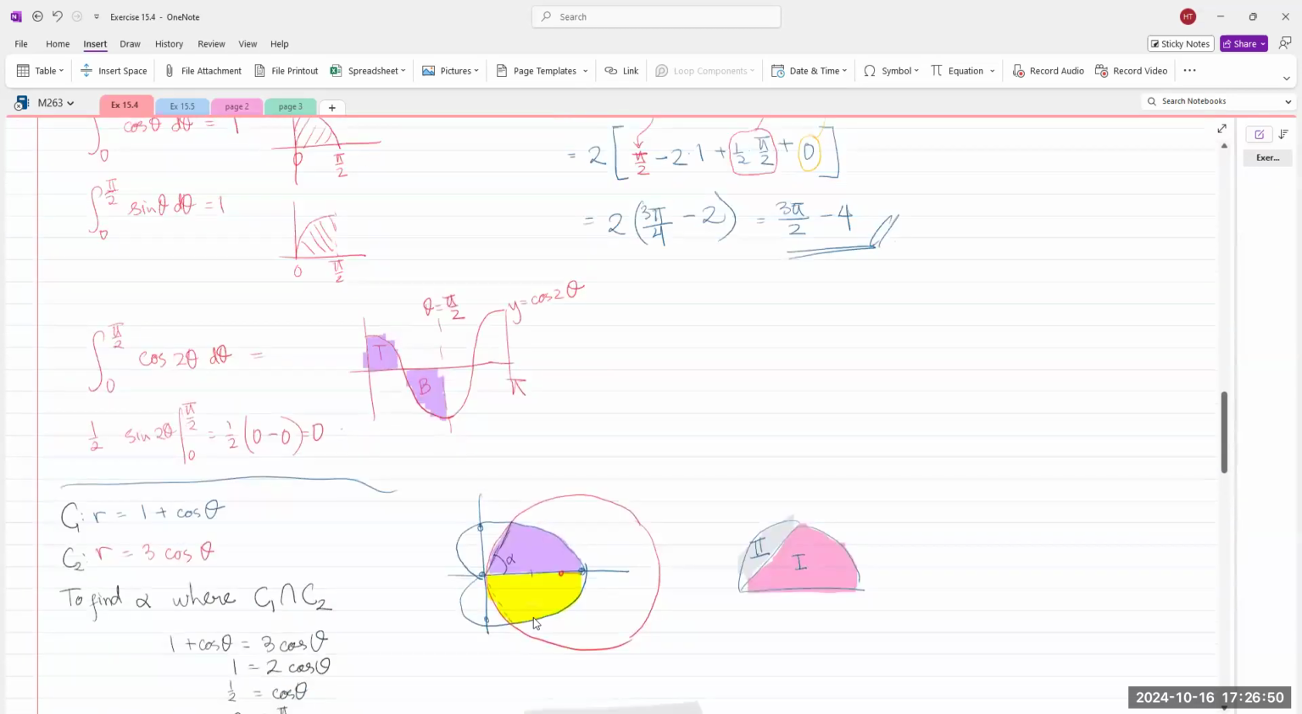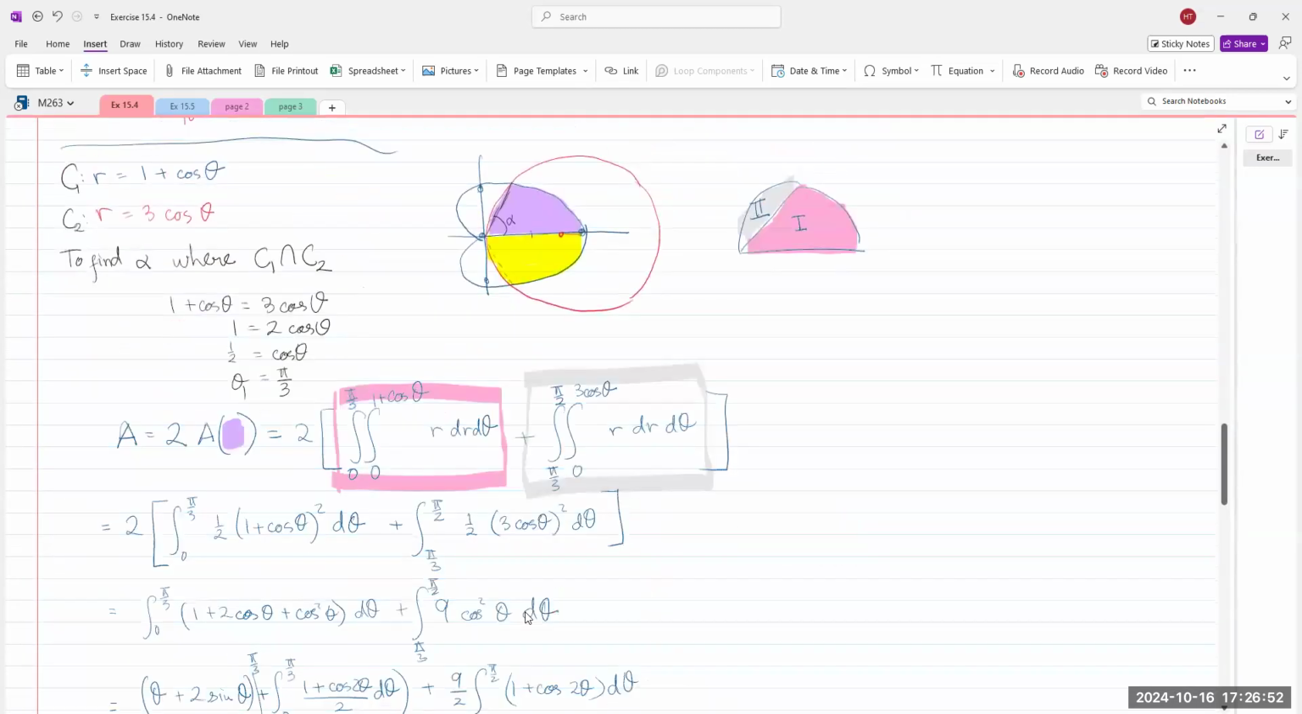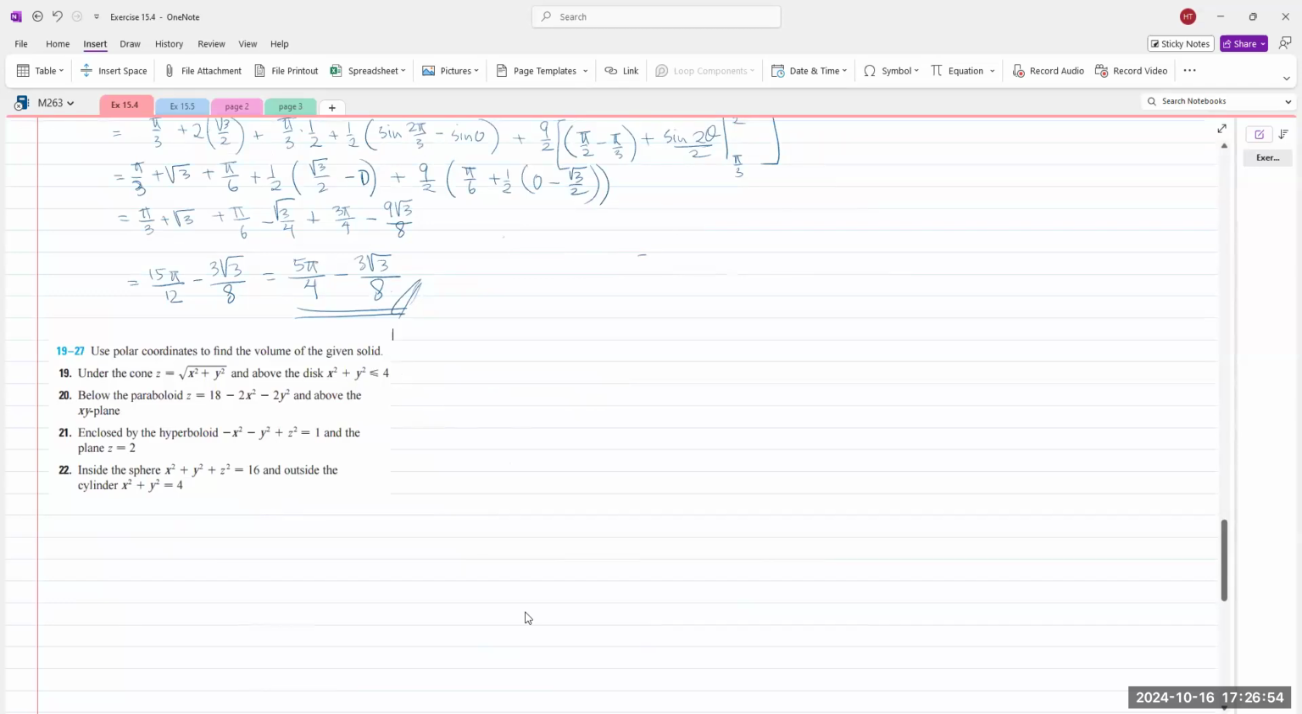Okay, now that's for number 18. Let's move on. I try my best to do as many examples as possible. Okay, number 20.